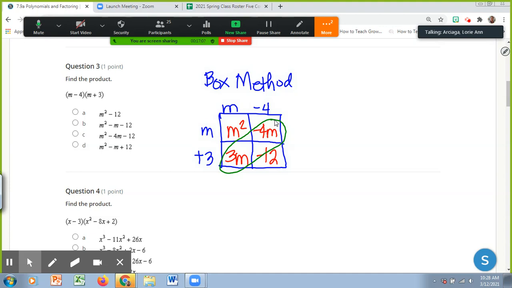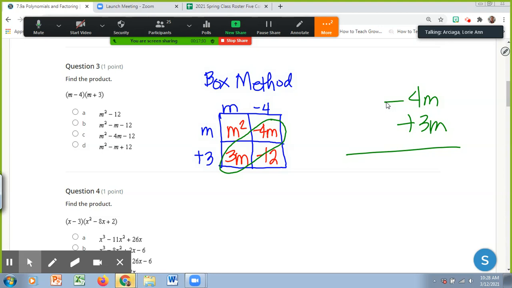Letter C, according to Cicely. Alright, so what's negative 4M plus 3M? What's going to happen to that? If they have different signs, you have to subtract them, don't you? Yeah? So, negative 4 plus 3. What's negative 4M plus 3M? What's going to happen to that?